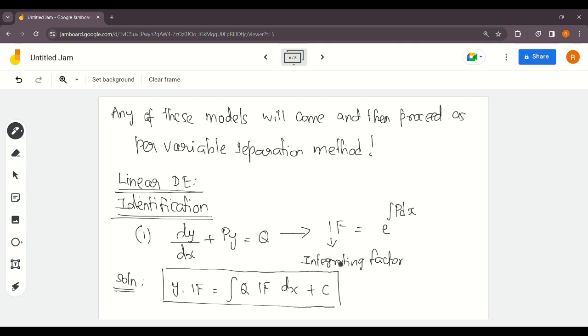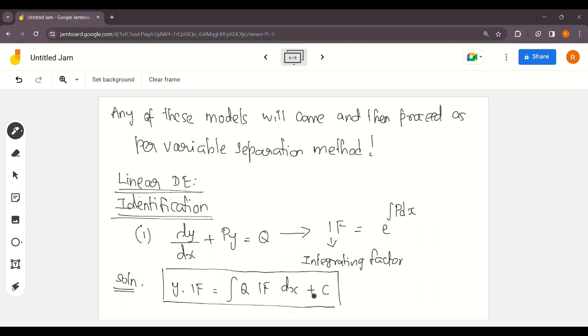Here IF is called the integrating factor, which is nothing but e power integral p dx. So this IF you will have to find out by integrating p and then using e power integral p dx. After finding the integrating factor, you just substitute it in this equation: y into IF equal to integral q into IF dx plus c. See, this is called the general solution.